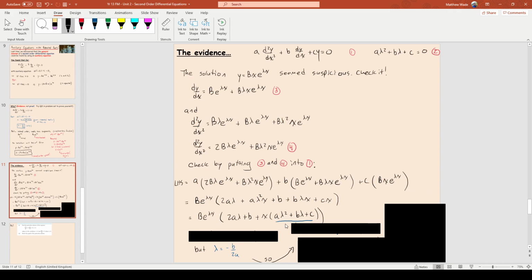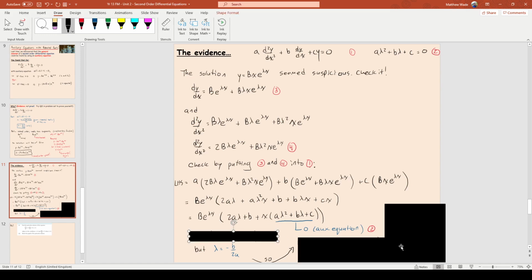What's going on here? What is that? What's going on, my buddies? A lambda squared plus b lambda plus c. Oh my gosh, it's the auxiliary equation! And what does the auxiliary equation equal? 0! Oh my gosh, it's equation 2! So we've got equation 2 to fall out, the auxiliary equation equaling 0. How exciting! So that is phenomenal, isn't it, my buddies?